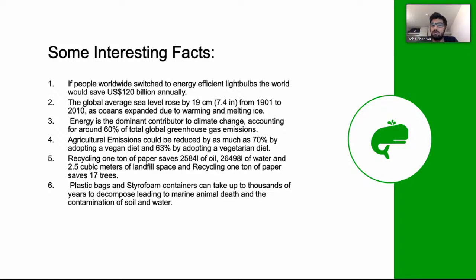Agriculture emissions could be reduced as much as 70% by adopting a vegan diet or 63% by adopting a vegetarian diet. Recycling 1 ton of paper saves 2584 liters of oil, 26498 liters of water and 2.5 cubic meters of landfill space. And recycling 1 ton of paper saves 17 trees. So that's why we try to recycle as much as we can, because we have to preserve these things for our future generations.